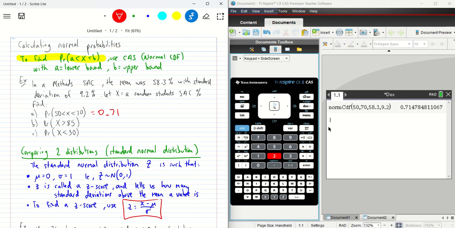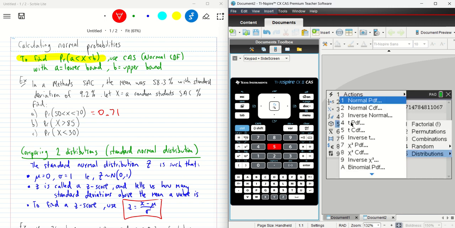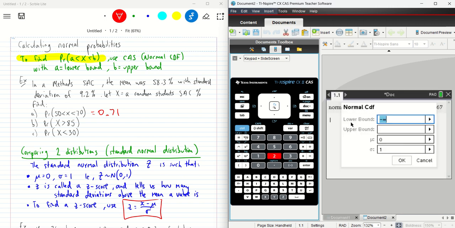I'll just show you a couple of other ones. Probability x greater than 85. So menu, probability, distributions, normal CDF. Here we want our lower bound to be 85. And we want our upper bound to go to infinity. We want it to go forever.